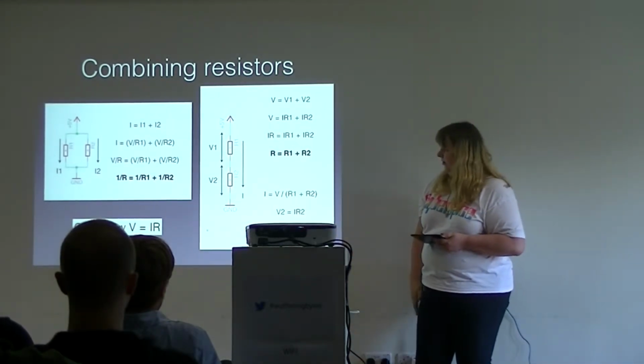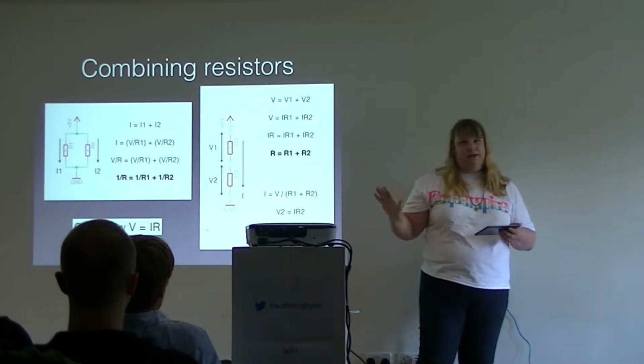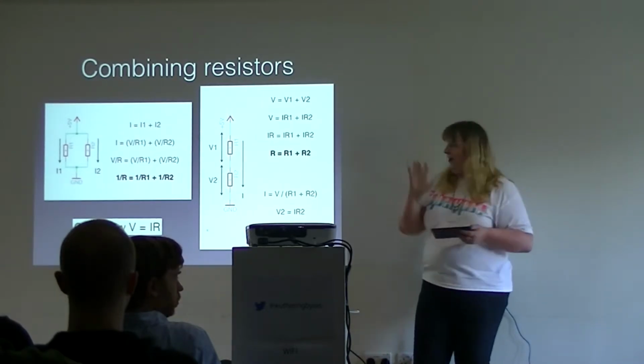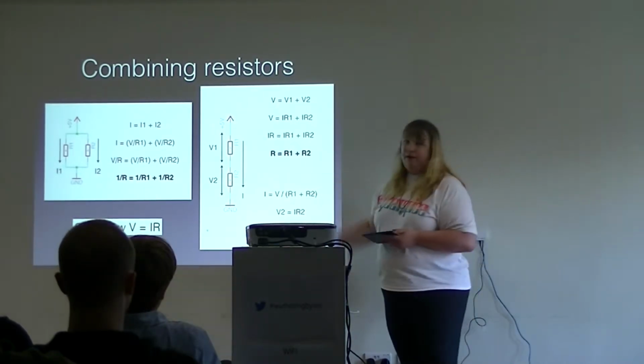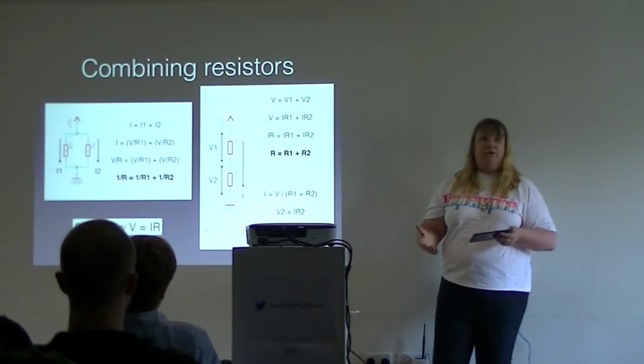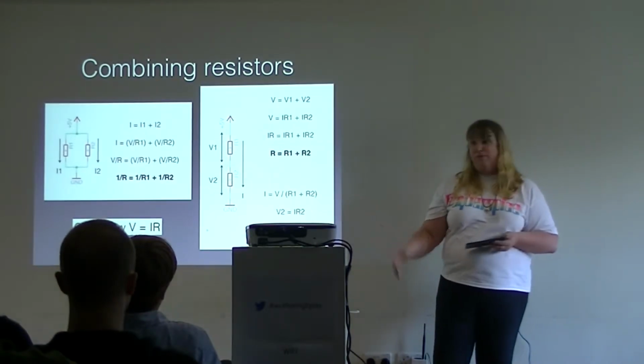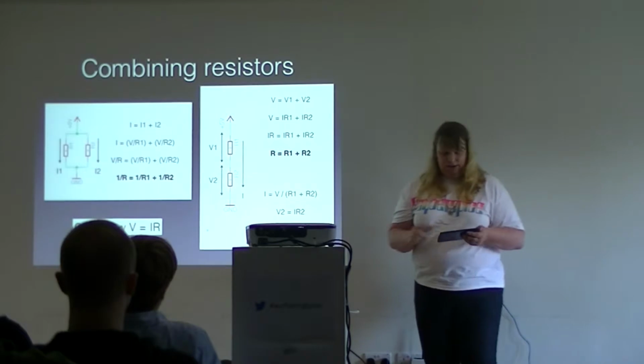So these slides will be online later, so you can get it in your head and then pull them down and go through them again. But potential dividers are useful. They're a crude way of converting from 5 volts to 3.3 volts if you need to in circuits.